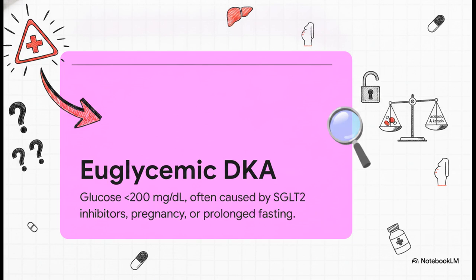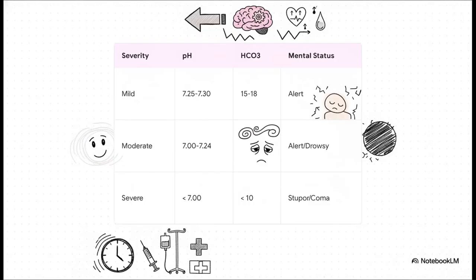The bottom line? If the patient is acidotic and ketotic, do not let a normal blood sugar blind you to the crisis right in front of you. Once we confirm the diagnosis, we need to quickly stratify the severity into mild, moderate, or severe. We do this based on specific pH, bicarbonate, and mental status thresholds.